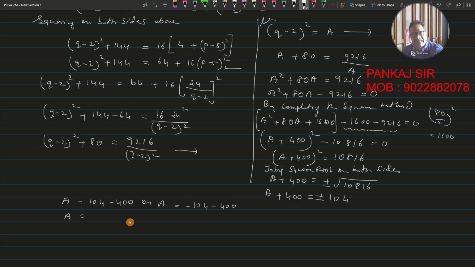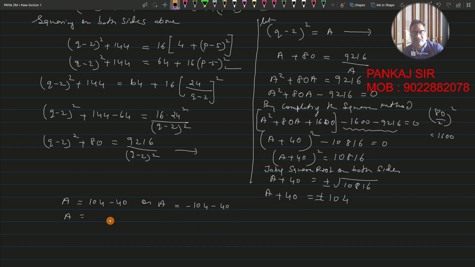Okay, so a will be either... This will give me... one second, 104, no, this should not be 400, it should be 40, right? Yeah, it should be 40, it should be 40. Okay, so sorry, it should be 40 everywhere, right? Because 40 square happens to be 1600.